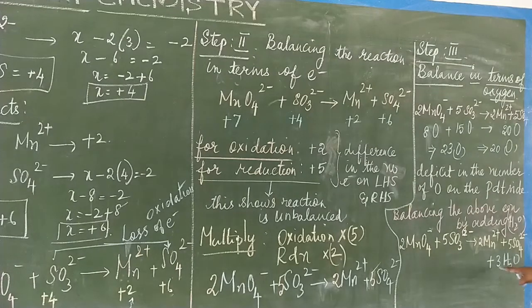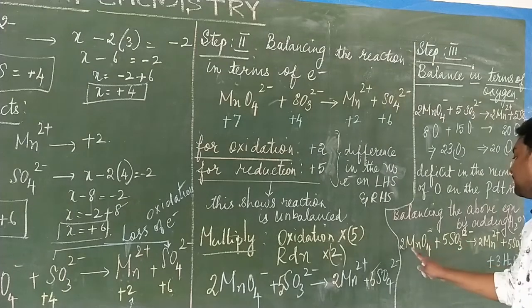Now 3 molecules of water I have added here. How many molecules? 3 molecules of water. So 3 oxygen consists. So oxygen balances: 5 4s are 20, 20 plus 3, 23 oxygen. Here 2 4s are 8 oxygen, 5 3s are 15. So 8 plus 15.